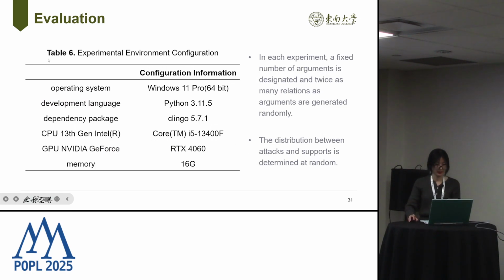Then we evaluate the efficiency of our reasoning tool. And here's the experimental environment configuration. Owing to the absence of standardized datasets in each experiment, we designed a fixed number of arguments and generate twice as many relations as arguments randomly. And the distribution between attacks and supports is determined at random.